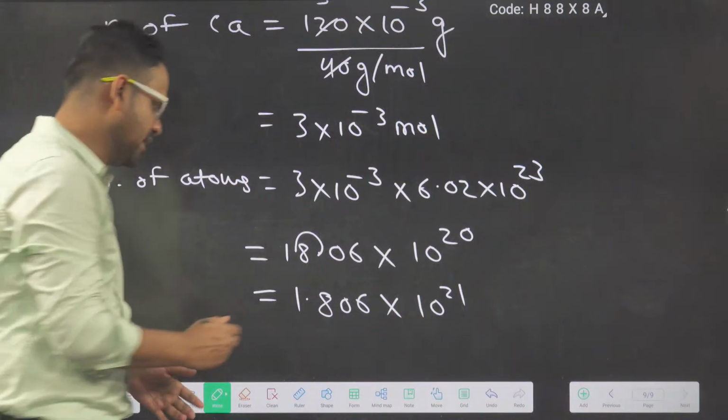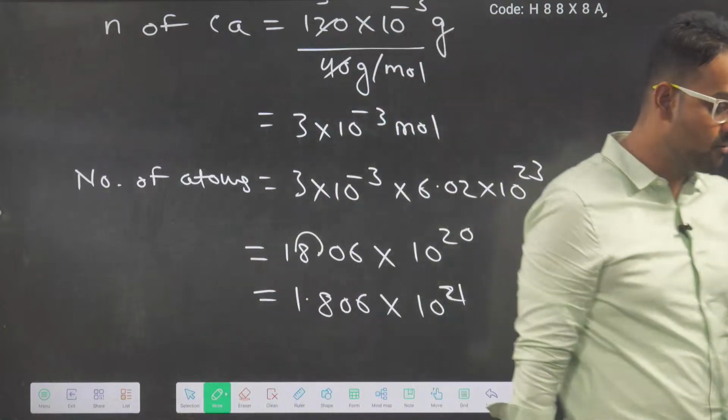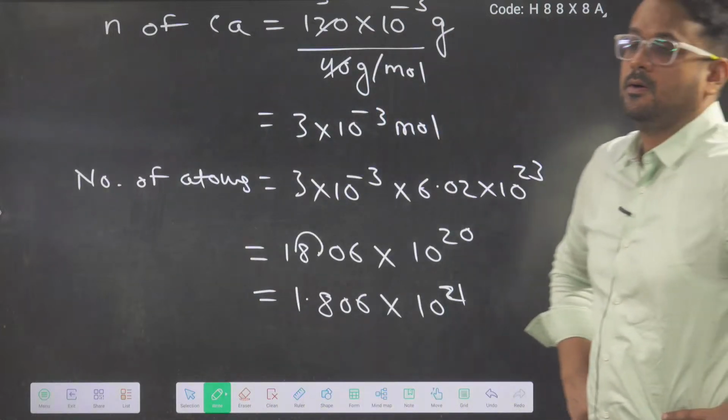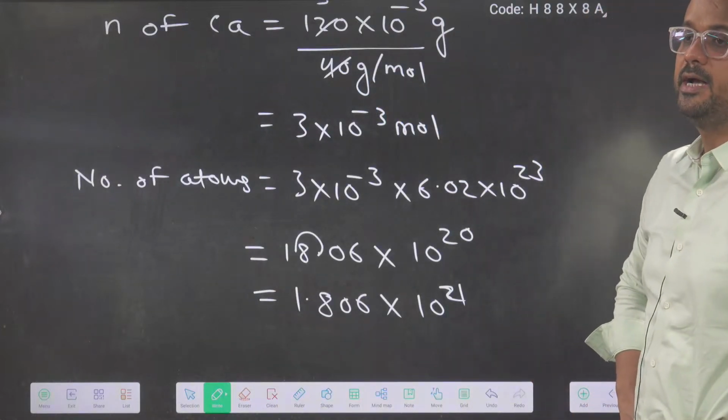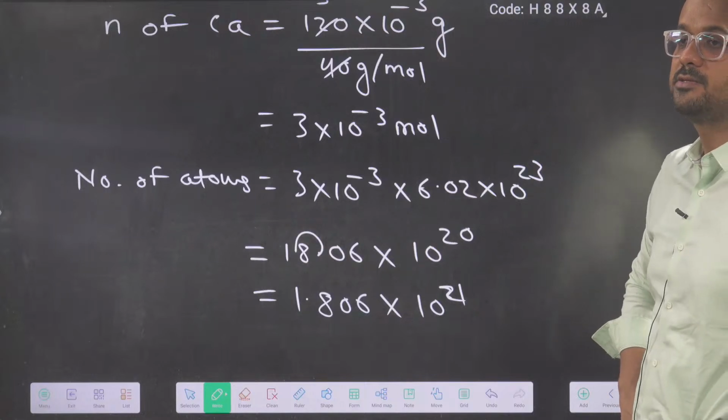Is this okay, boys and girls? 1.806 into 10 to the power 21. Next problem.